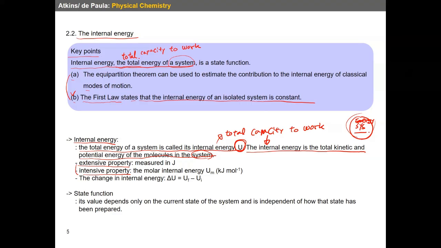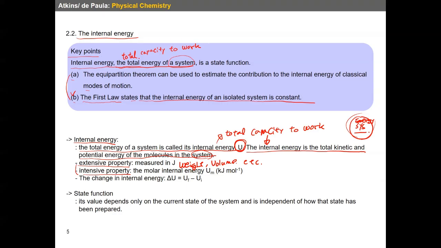In the extensive property, this is the property that can be changed by changing the amount of molecules in the system, for example weight or volume, which change with the amount of molecules consisting of the system. An intensive property means a property which does not change even though there is a change in the amount of matter in the system.